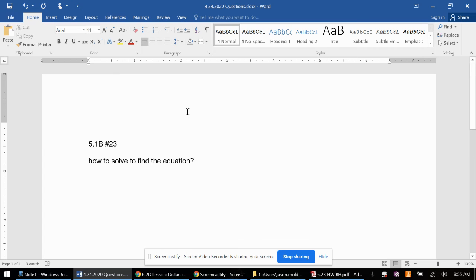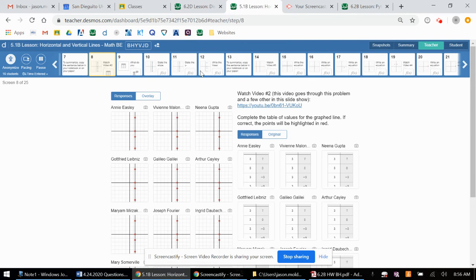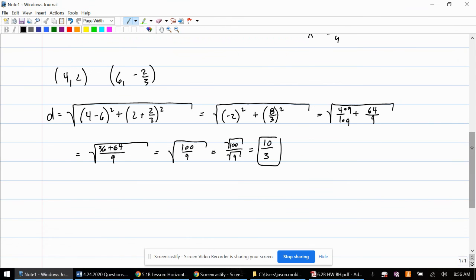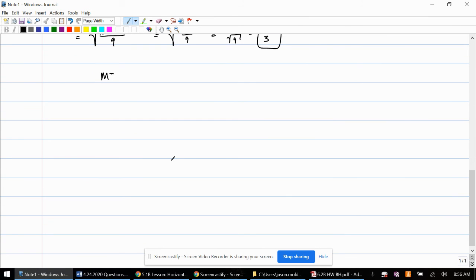And now I'm going to go to the E questions, and I'm going to answer slide 23 from 5.1b. And this will also answer this question, which is how to solve to find the equation. So we'll look at slide number 23 from 5.1b. Slide number 23 had a line with a slope of 5 and passing through the point -8, 0. Slope of 5 and passes through the point -8, 0.